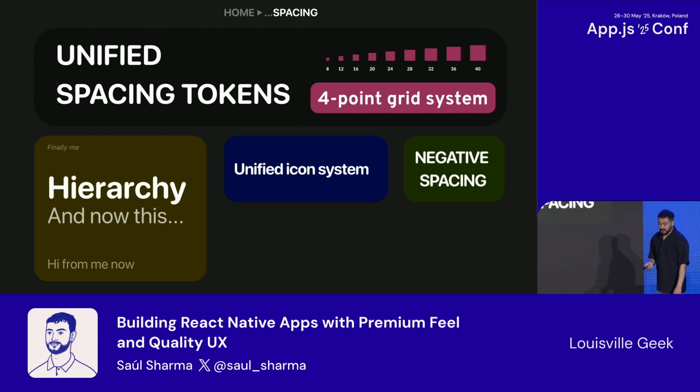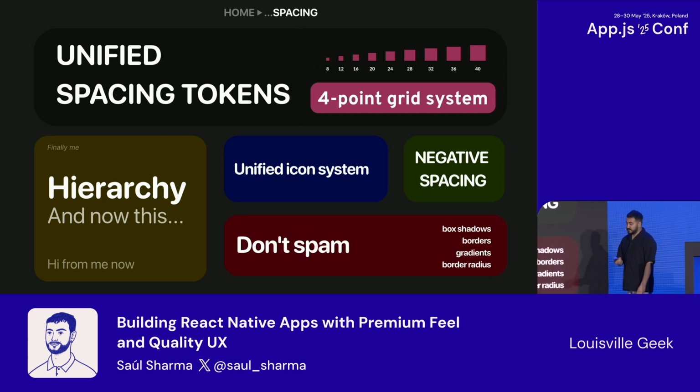And negative spacing. This is one of the best examples where the best apps utilize the primary content of the screen, or wherever they want to prioritize, they use negative spacing a lot. So that's something you want to keep in mind.